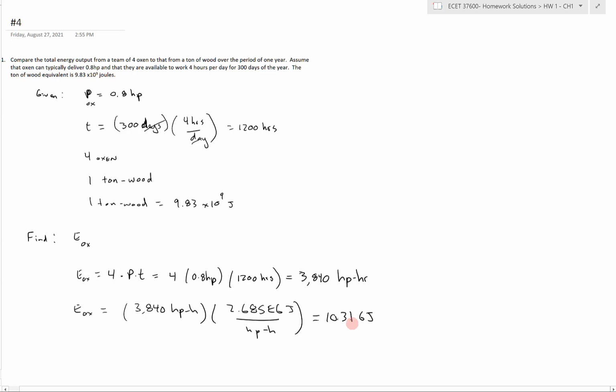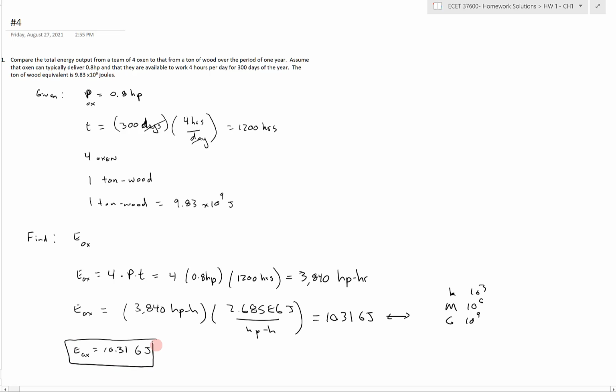What is a giga? Remember, it's kilo, mega, giga: 10 to the third, 10 to the 6th, 10 to the 9th. All of those are really commonly encountered in power systems. So we've got 10.31 gigajoules. E ox equals 10.31 gigajoules.